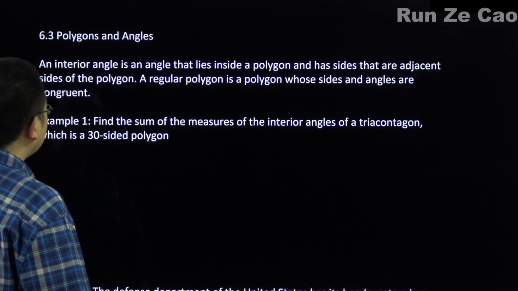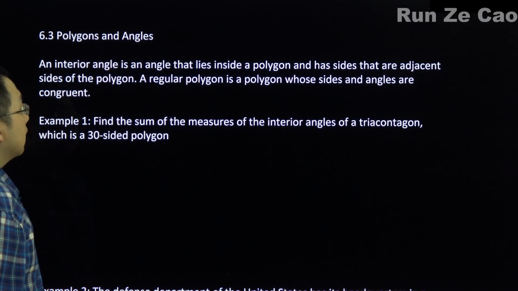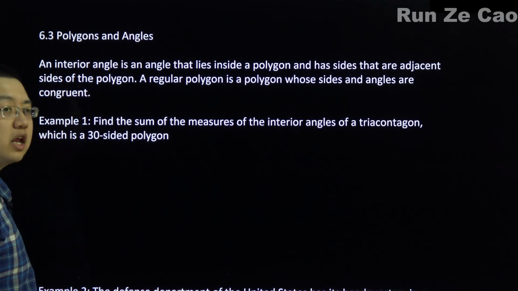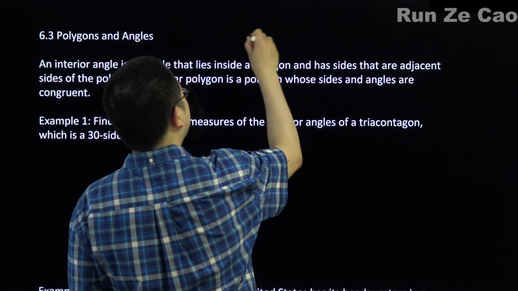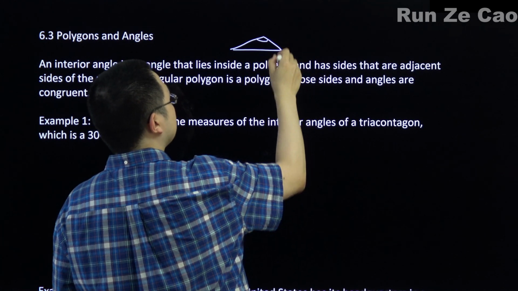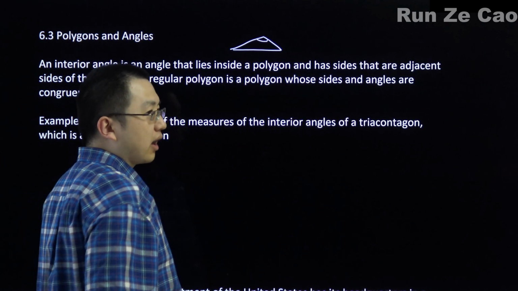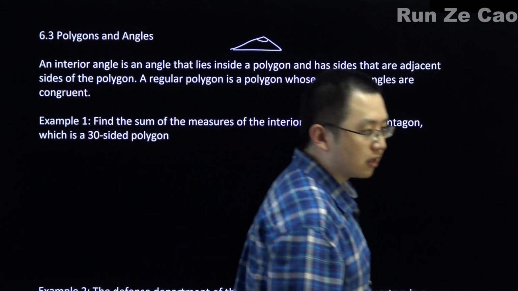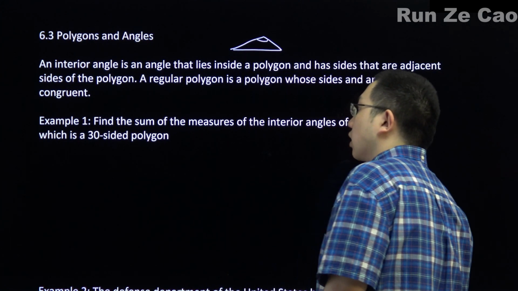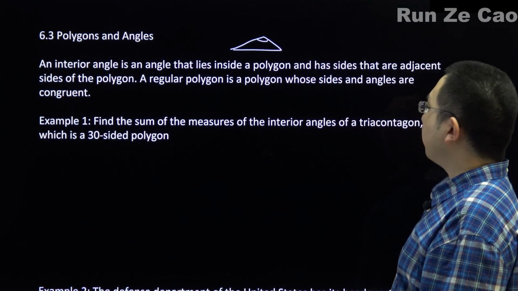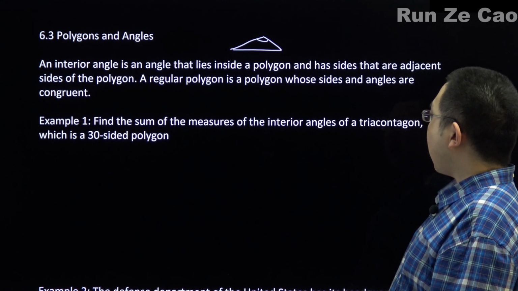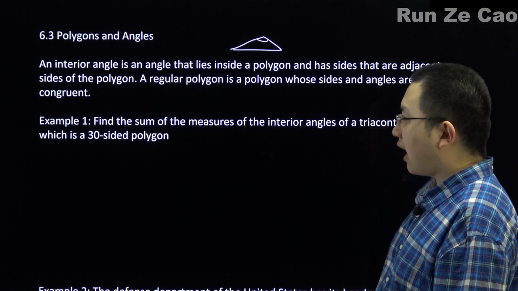Polygons and angles. An interior angle is an angle that lies inside a polygon and has sides that are adjacent sides of the polygon. In other words, it's the angle between 2 adjacent sides of a polygon, such as this angle here. Or if this polygon was bigger, still, this angle here would be an example of an interior angle. This angle here and this angle here also work. You just need to be the angle between 2 adjacent sides of the polygon. A regular polygon has all the sides equal and all the angles equal.